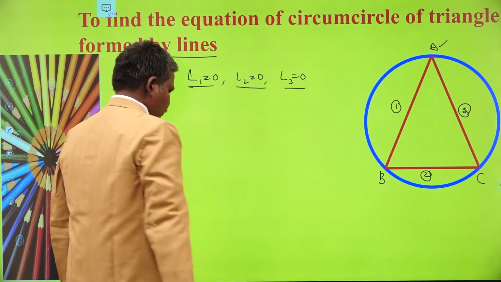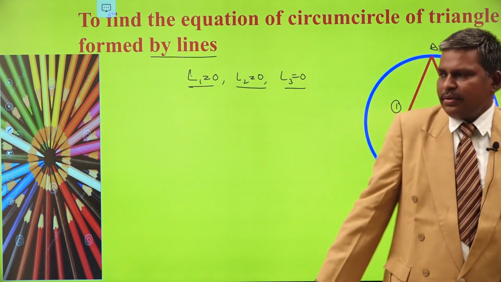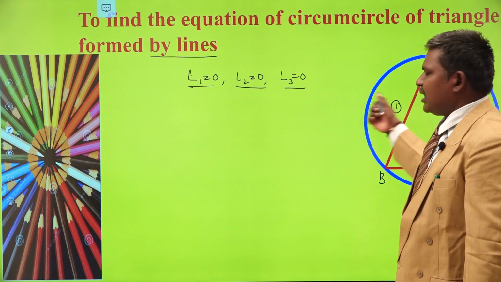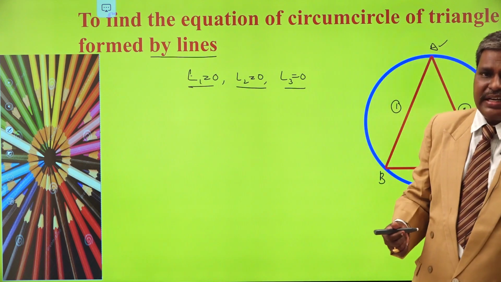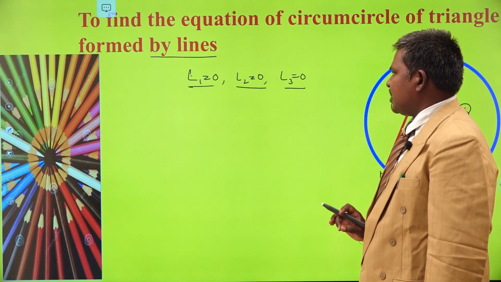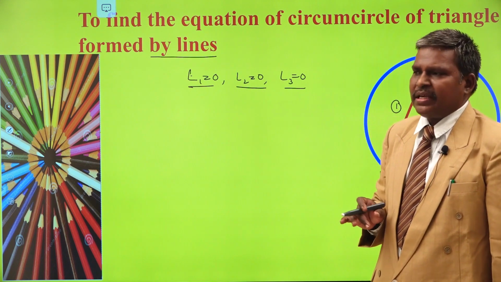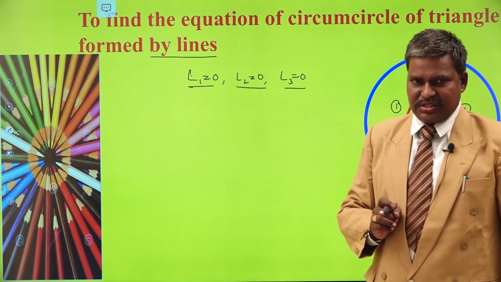These are the 3 equations which represent the sides of the triangle. Am I correct or not? By using the 3 equations, how do we get the equation of the circumcircle without finding the points of intersection?